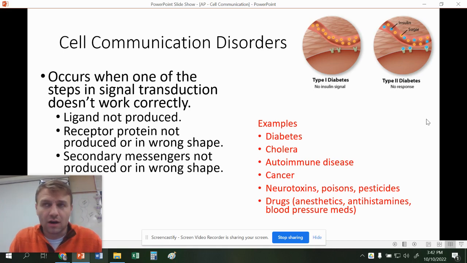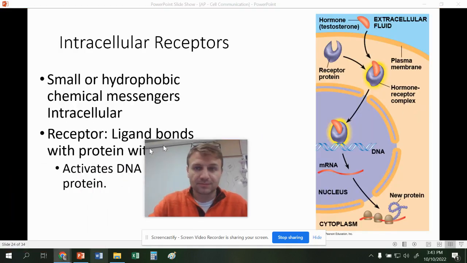So think of a car. If one thing goes wrong in a car, there's a host of other things that will go wrong because of that one thing. If your computer's bad, if your gas lines break, or if your engine just goes, there's a lot of different things that can go wrong, and so they manifest themselves in different ways. So these are called cell communication disorders.